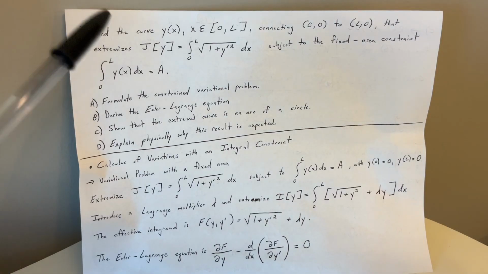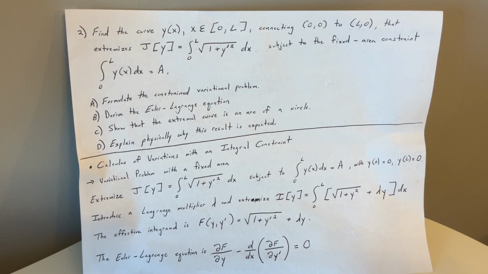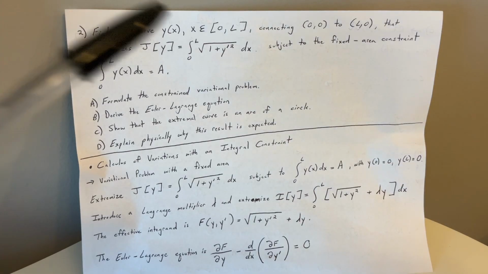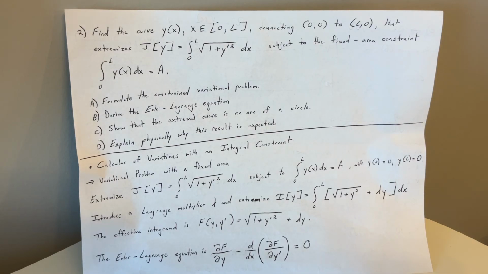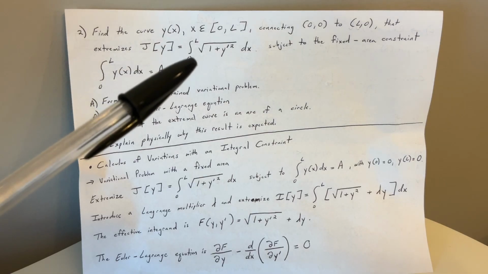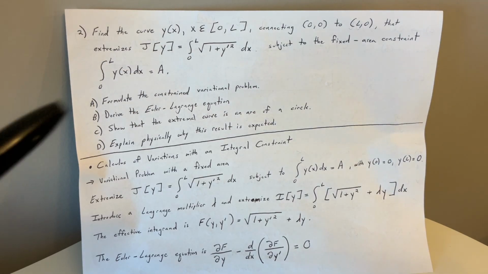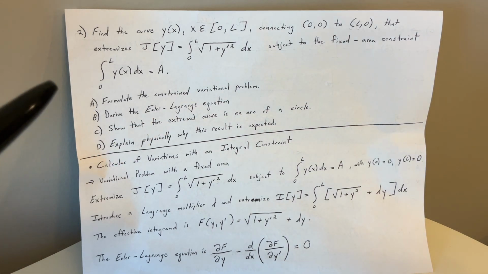So we have problem number 2 in the advanced classical mechanics practice final exam. Find the curve y of x, x belongs to the interval 0 to L, connecting (0, 0) to (L, 0), that extremizes this functional J of y, equal to the integral from 0 to L of the square root of 1 plus y prime squared dx, subject to the fixed area constraint, the integral from 0 to L of y of x dx equals A.